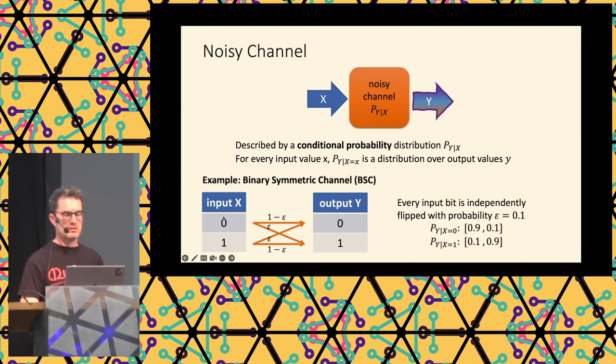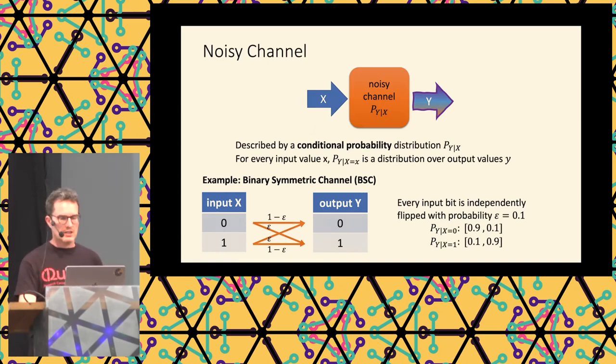You have an input, it's just a bit, either 0 or 1, and with probability 1 minus epsilon, the bit survives, it just outputs the bit that was input, and with probability epsilon, it flips the bit. Let's say epsilon is 0.1, so with 10% probability, it just flips the bit. It's a noisy channel where you can put in bits, but 10% of them are going to be flipped, and you don't know which one.